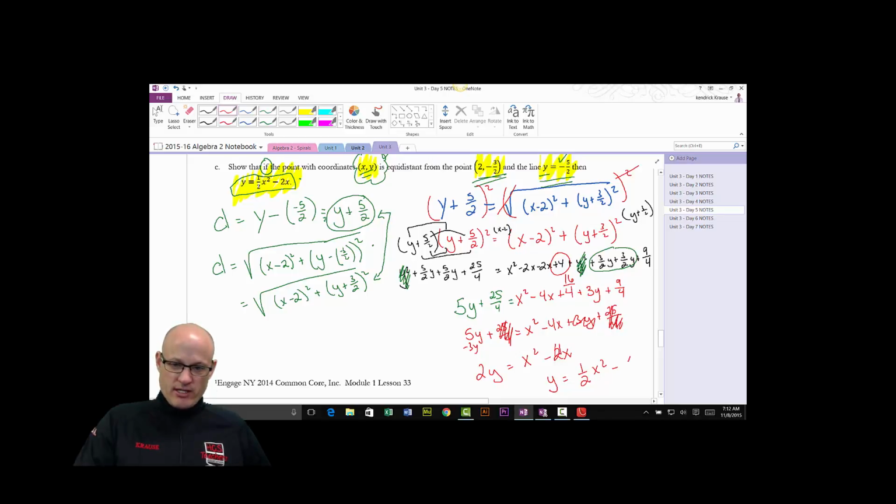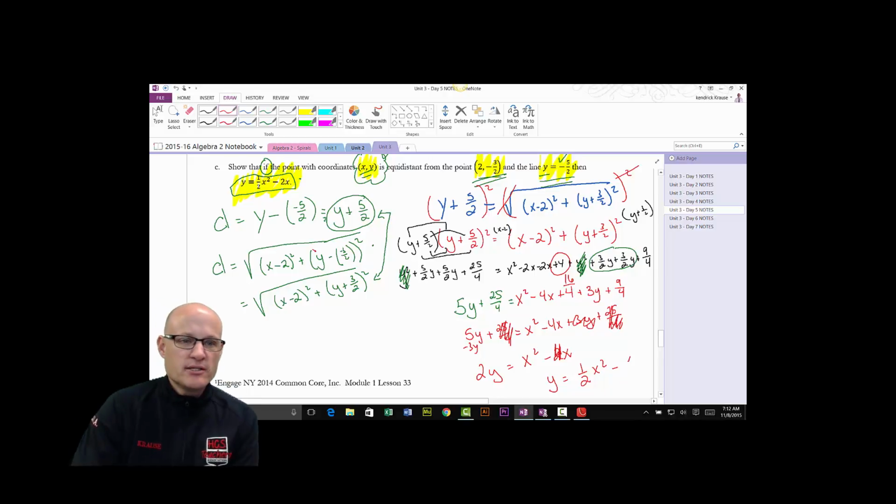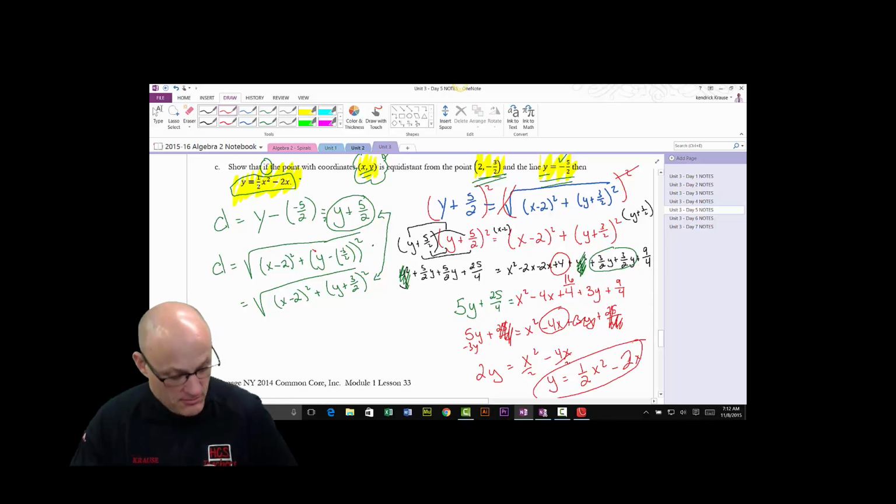Oops, this should be 4x. I know where I'm going, I know what the final answer is, and I just can't find my mistake. All right, so right here, this should have been a 4x, right? Minus 4x. And when I divide by 2, I get 2x at the end. So there it is.